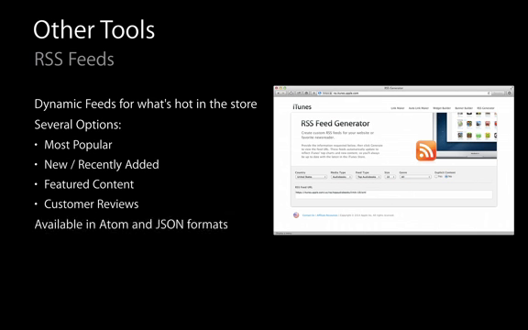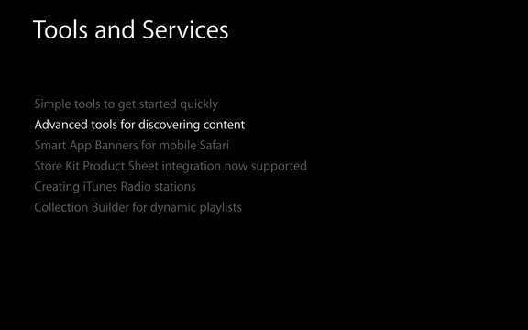RSS is available in Atom format. That's pretty much the standard for RSS these days. It's also available in JSON. If you don't want to parse a bunch of XML, you can get a JSON format returned to you and ingest it that way. So that's the advanced stuff. All this and more is very well documented on the website, and we'll have a URL for you at the end of this session.